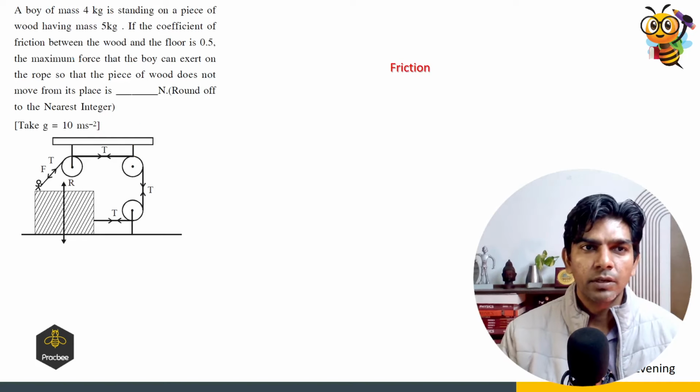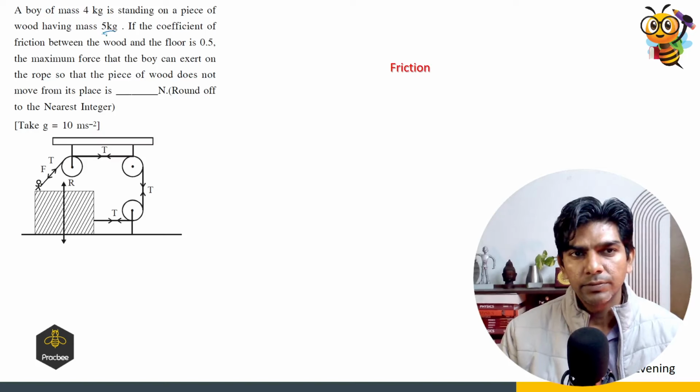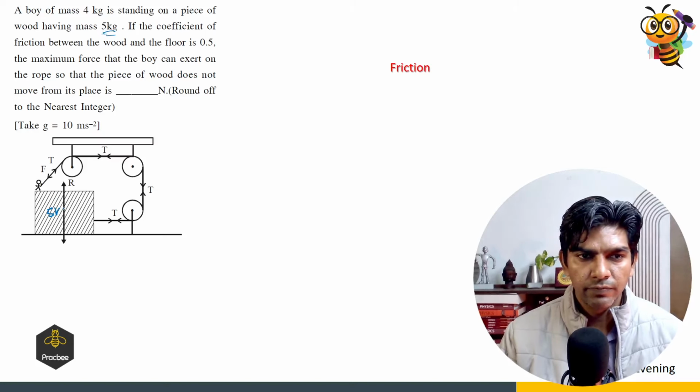Now let us see this question. A boy of mass 4 kg is standing on a piece of wood having mass 5 kg. So it is having a mass 5 kg. A boy has a mass of 4 kg.